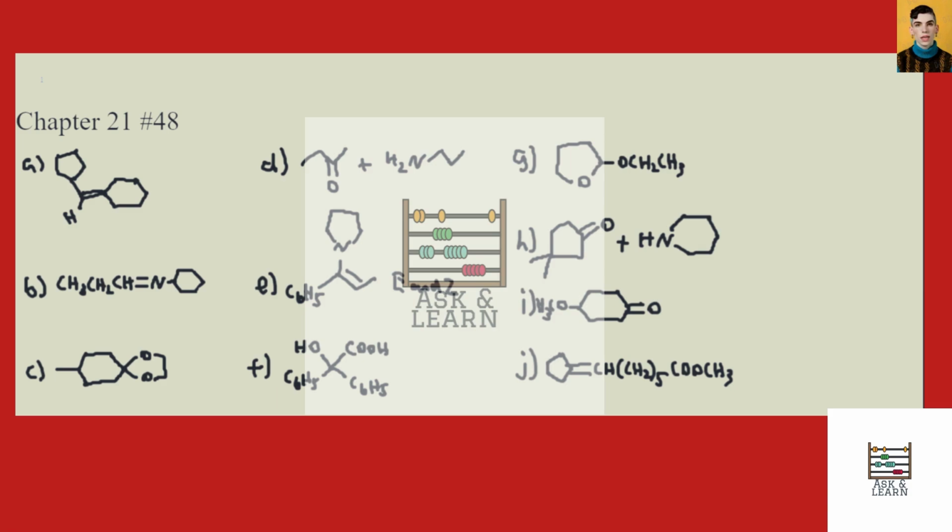And so each of these is pretty straightforward. The way to approach these is just identify what type of reaction it is. And then once you know what type of reaction it is, it's pretty straightforward to determine what the products are going to be. And so that's the answer to chapter 21, problem number 48.